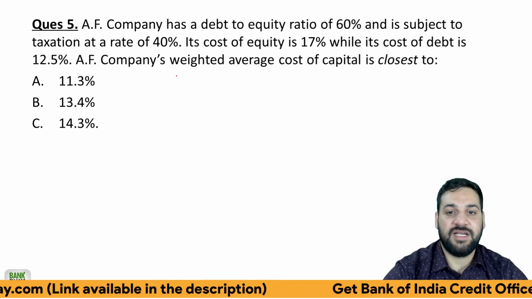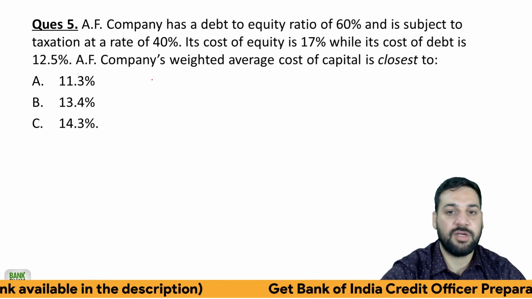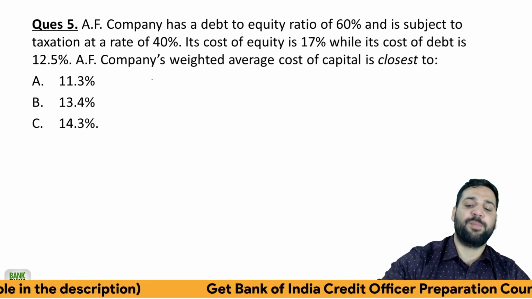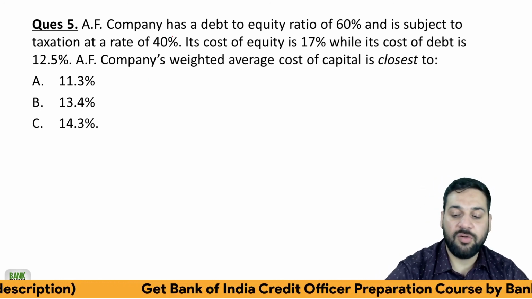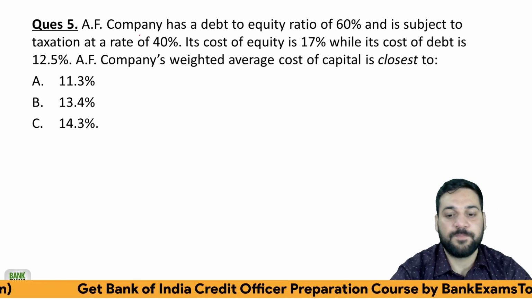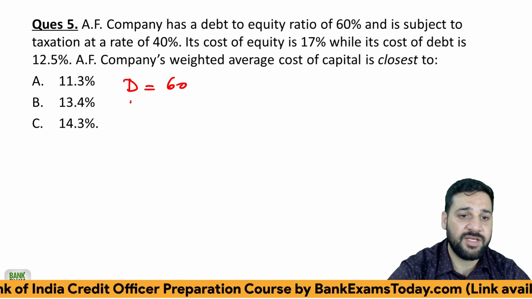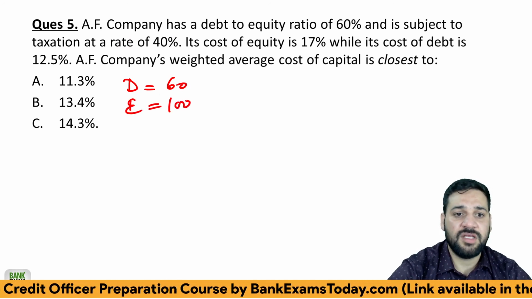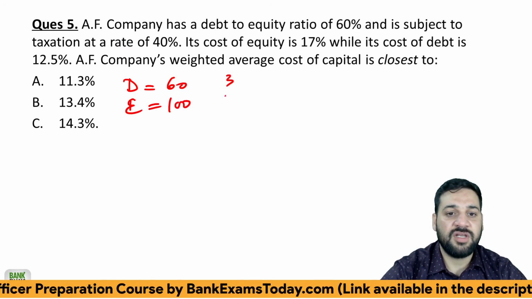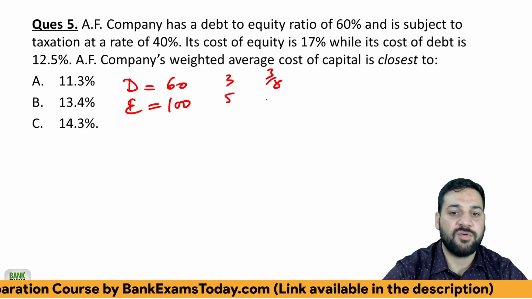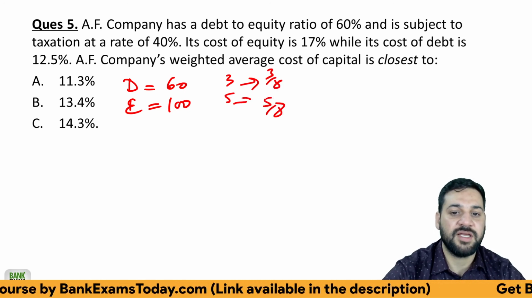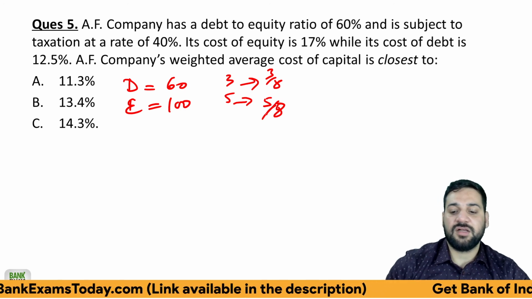AF company has debt to equity ratio. Again, वही debt to equity ratio वाला फंडा. Debt is 60% of equity. Now your calculators would be your help. वही help है. If debt is 60, equity is 100. So 3, 5. So 3/8 इसका weight हो गया, 5/8 इसका weight हो गया. ठीक है, we got our weights.